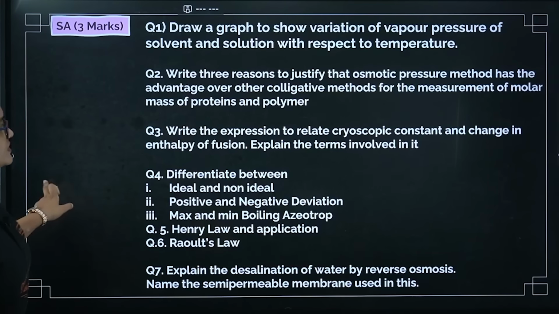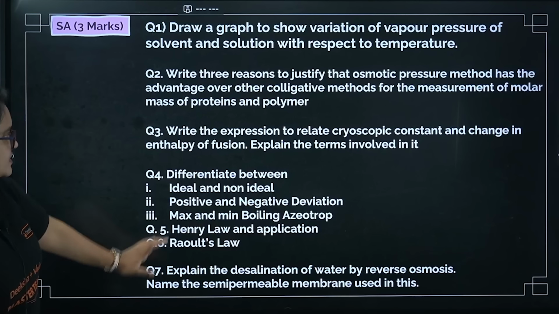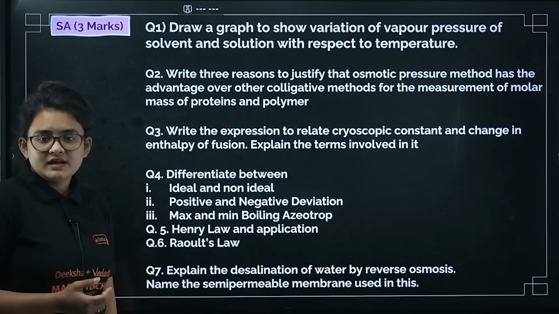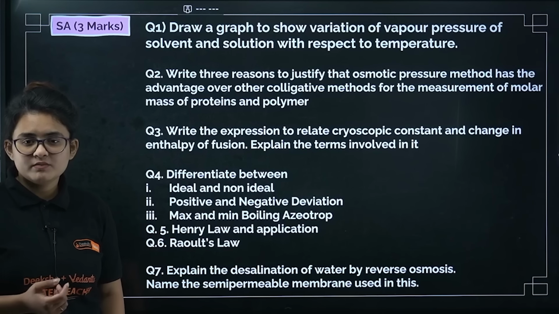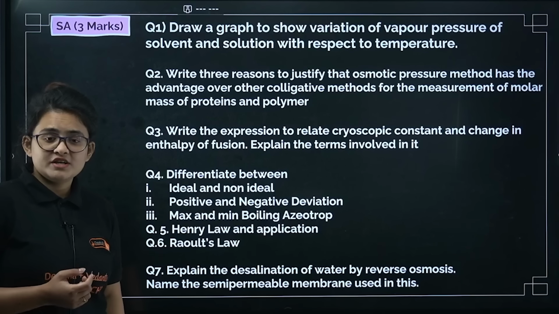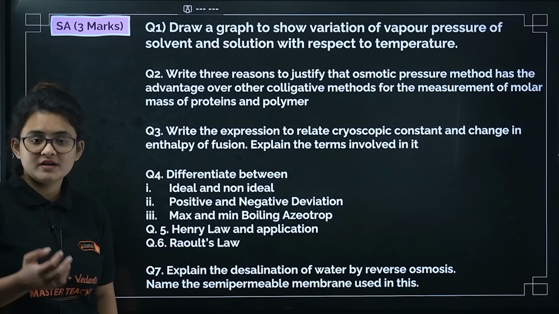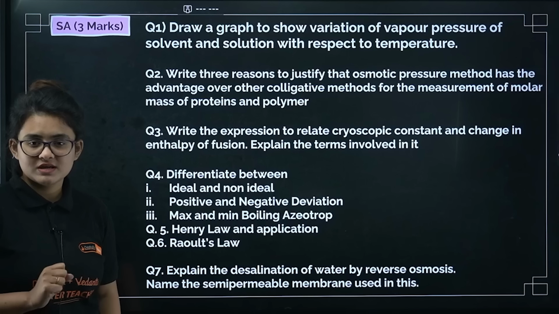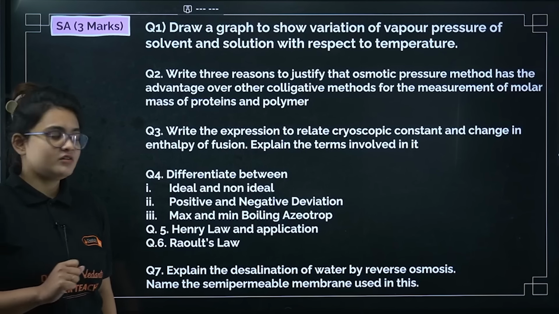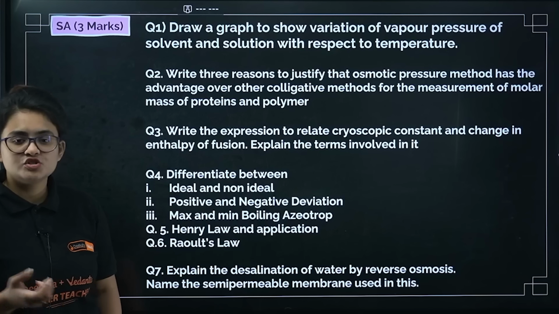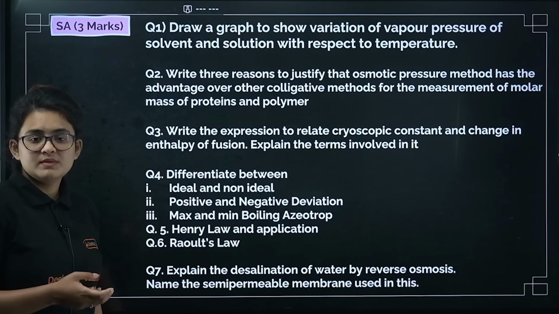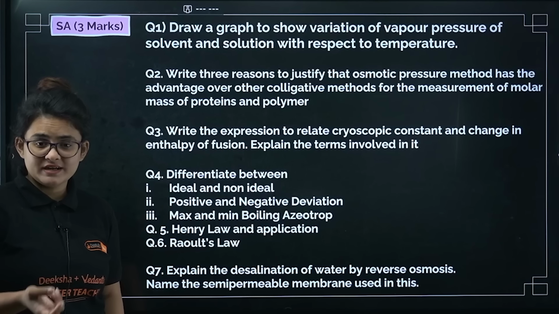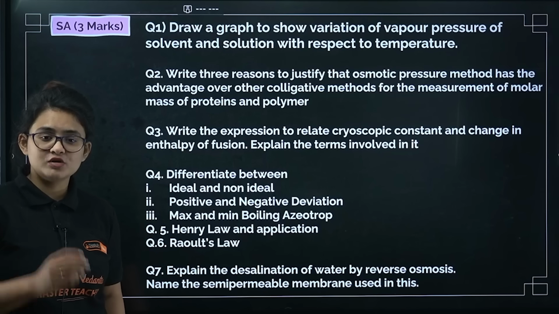Here you can see, from the solution chapter, these are the question zones. First, the boiling point elevation graph is very important. Osmotic pressure related questions are important, which is why the osmotic pressure method is important rather than the other colligative methods to calculate the molecular weight of biomolecules. Next, find the differentiation between ideal and non-ideal solutions, positive and negative deviation, maximum and minimum boiling azeotropes. Some direct questions from Henry's law and its application. They can also ask you to write down Raoult's law.